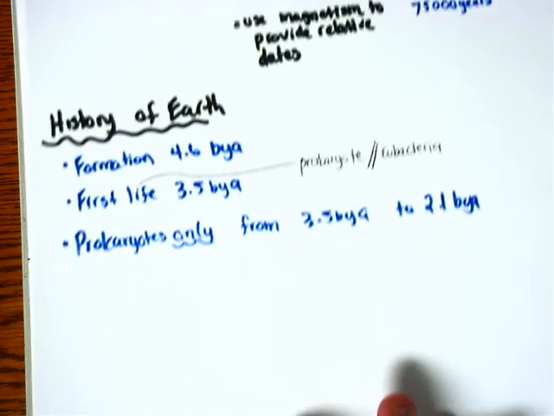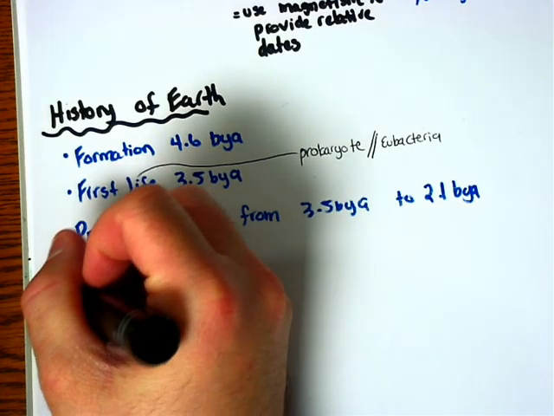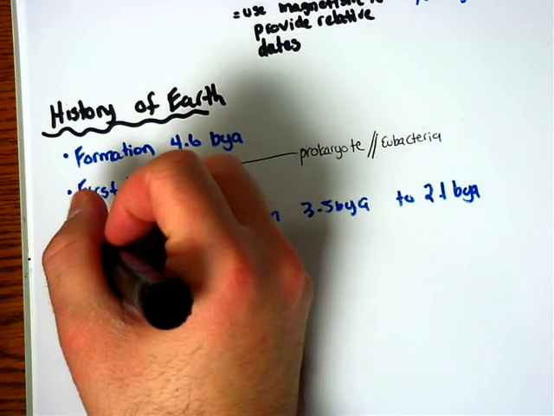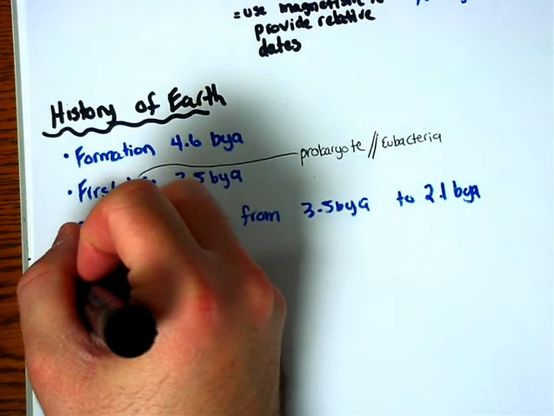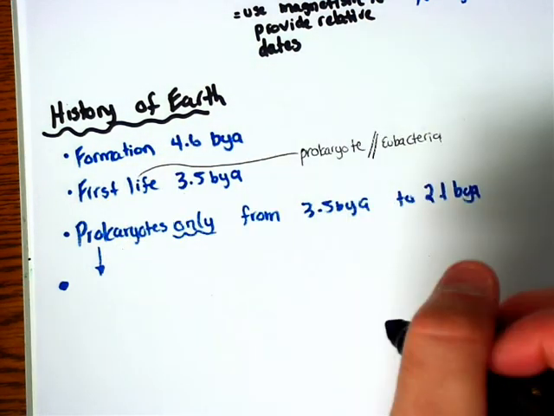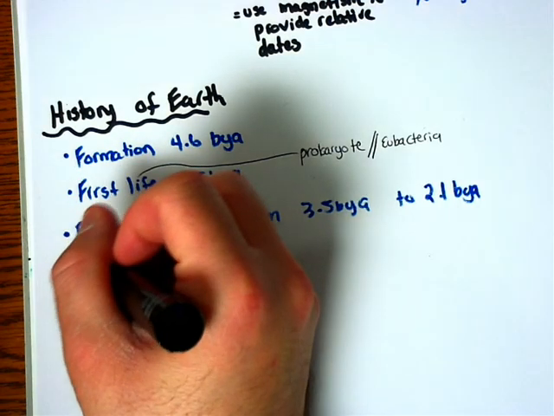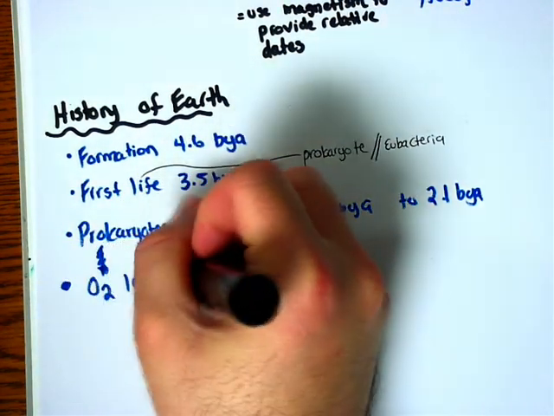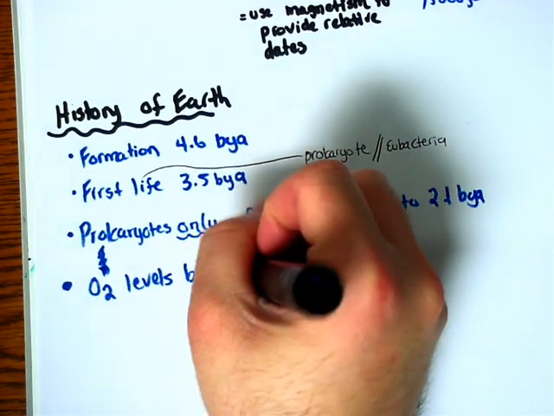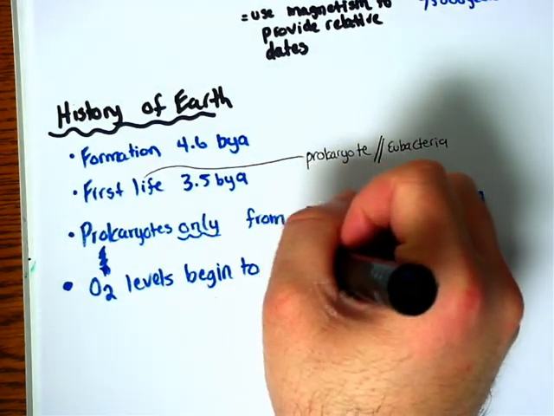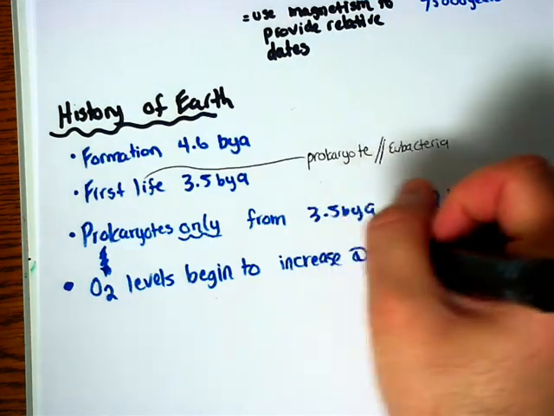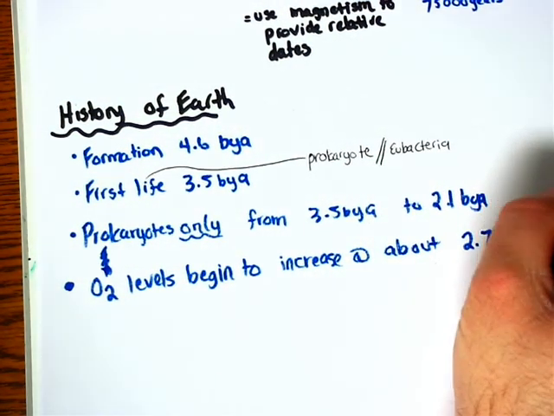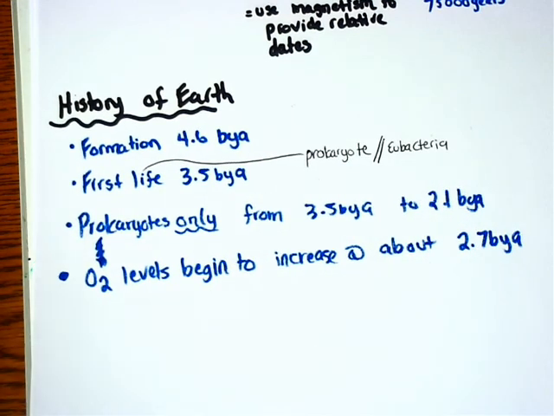And then you had a couple of major events. And I think one of the biggest events that happened was the formation. Well, hold on, before we get there, let's talk about O2 levels and how they begin to increase at about 2.7 or so billion years ago. Rough date.